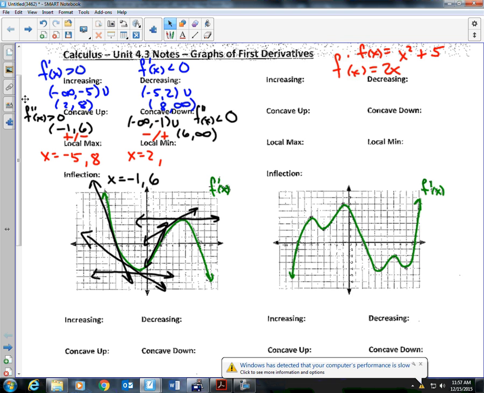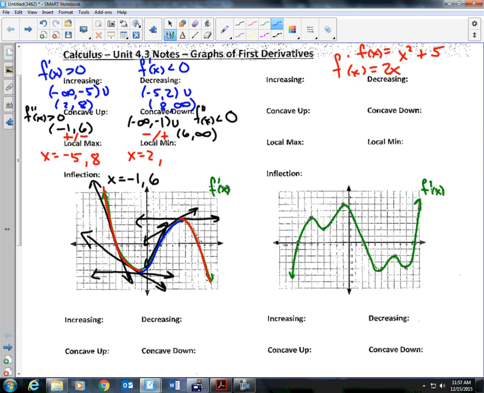When I draw tangent lines that have slopes that are positive, then it's concave up. So as I draw in red, concave down, because all of those slopes are negative. Concave up with the blue. Does that help a little bit?